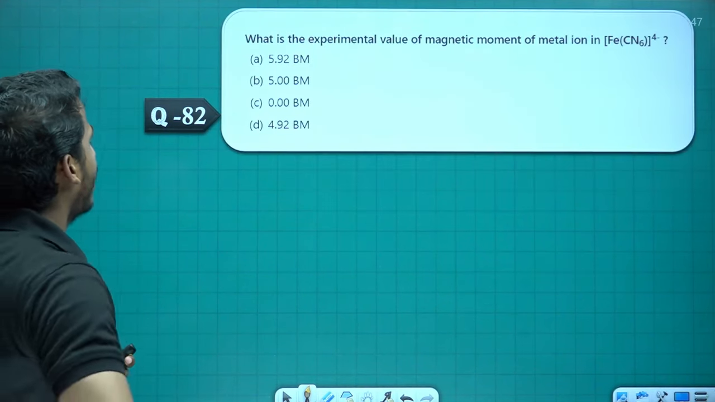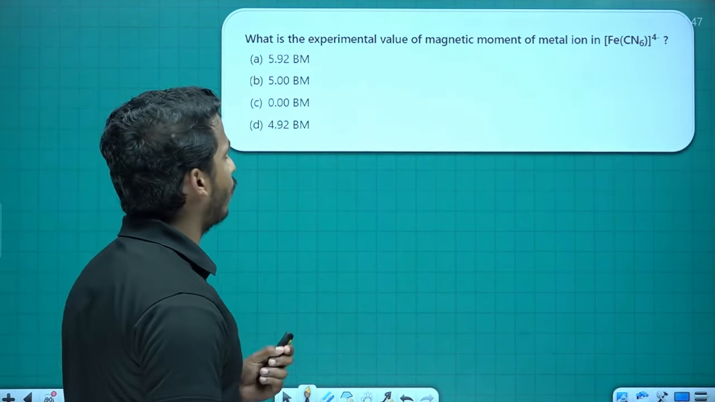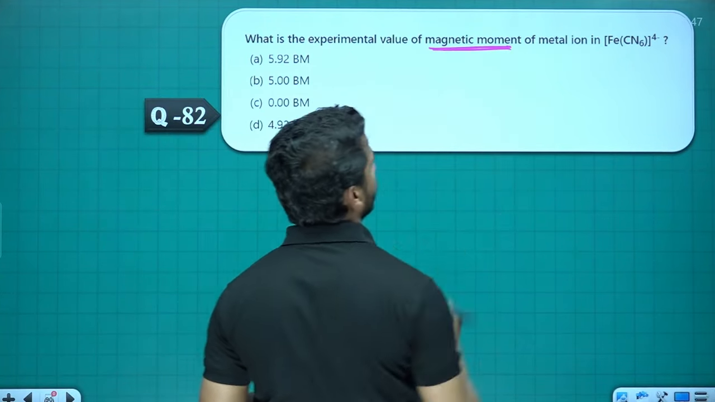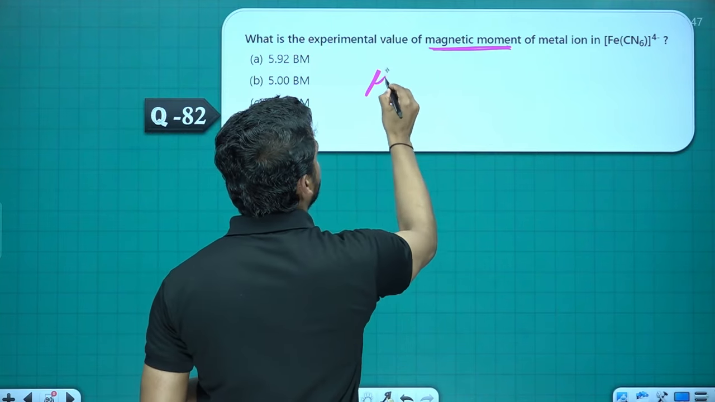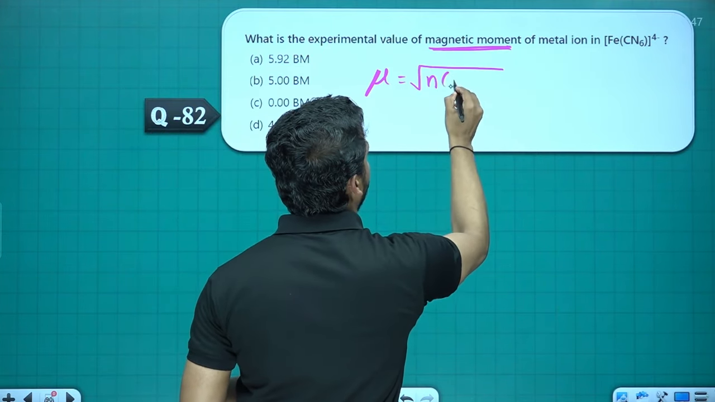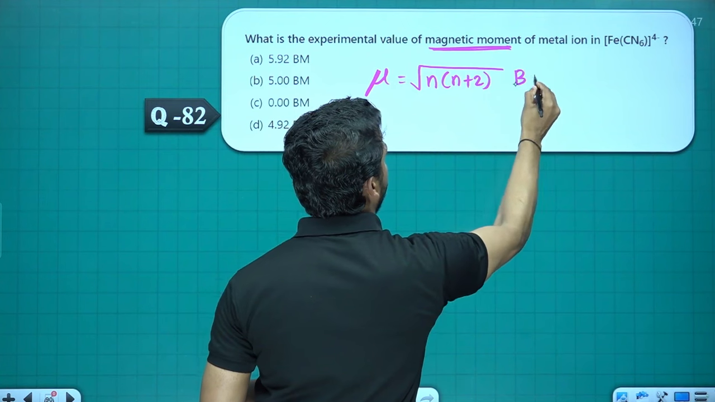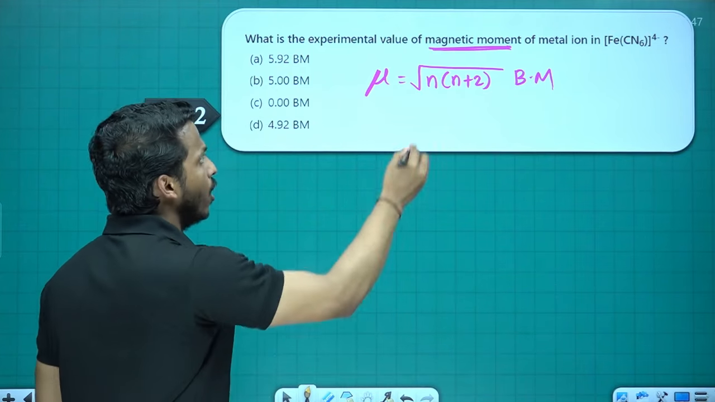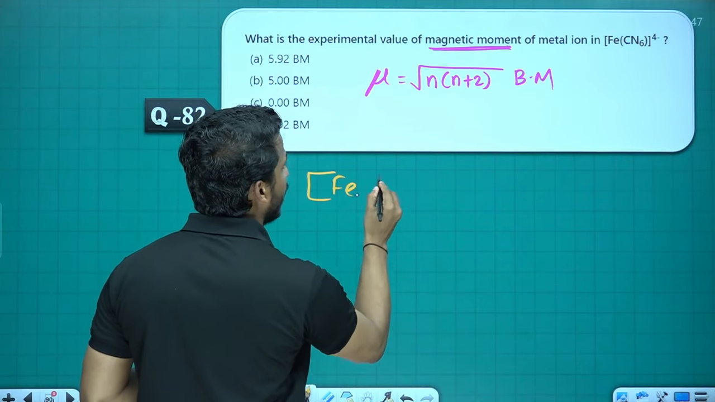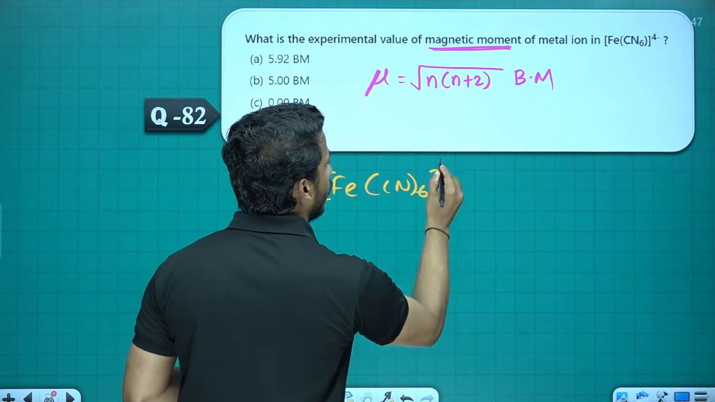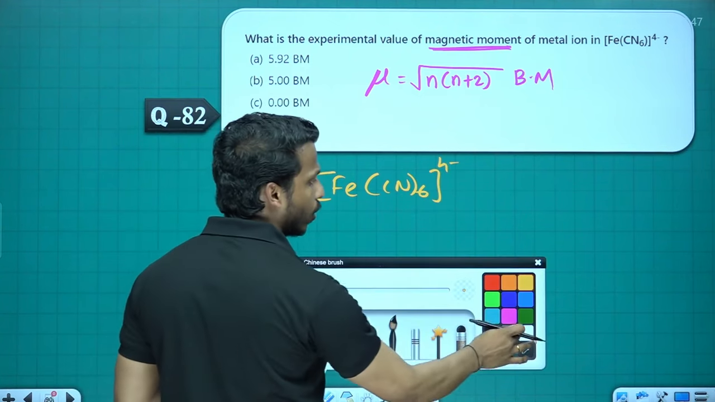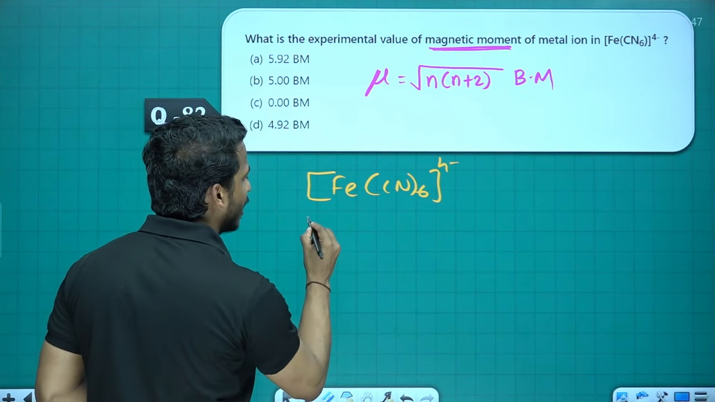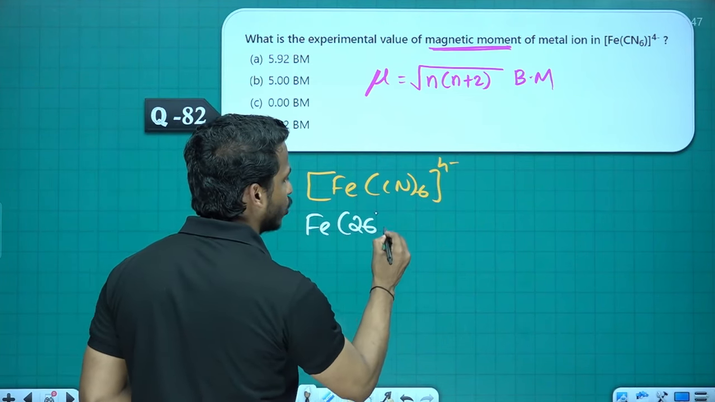Next one. What is the experimental value of magnetic moment? How to calculate magnetic moment? Magnetic moment is calculated by the equation root of n(n+2) Bohr magneton, where n is the number of unpaired electrons. What is the complex given? [Fe(CN)6]4-. We calculate the n value. How to calculate n? Apply VBT. Which is the central atom? Iron, atomic number 26.